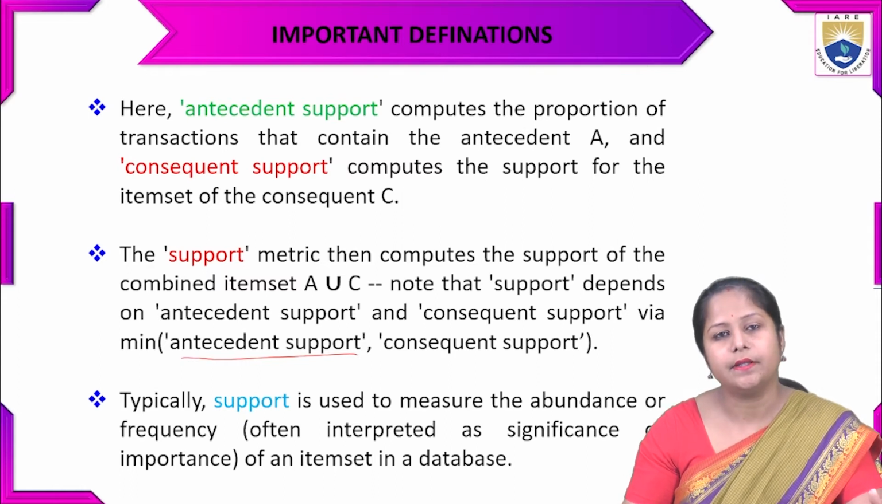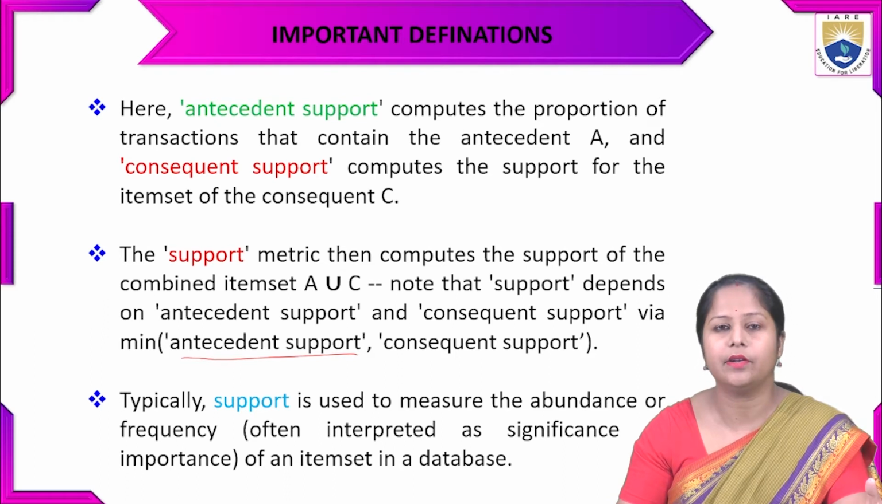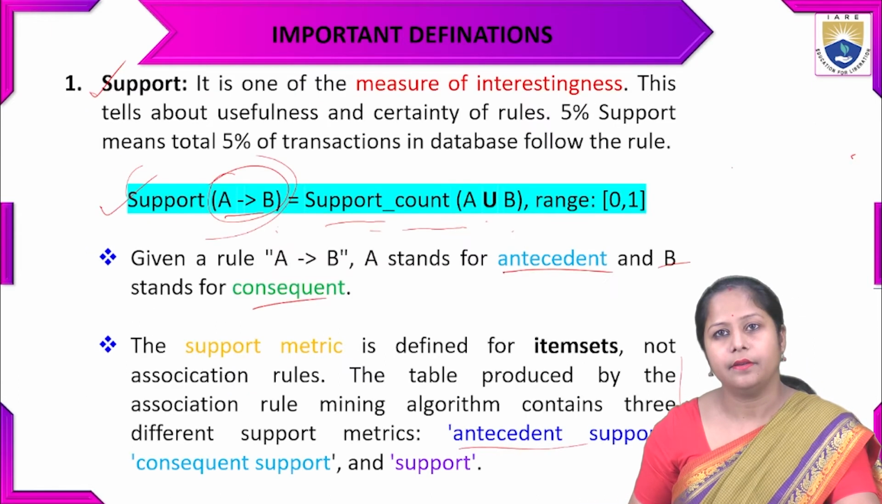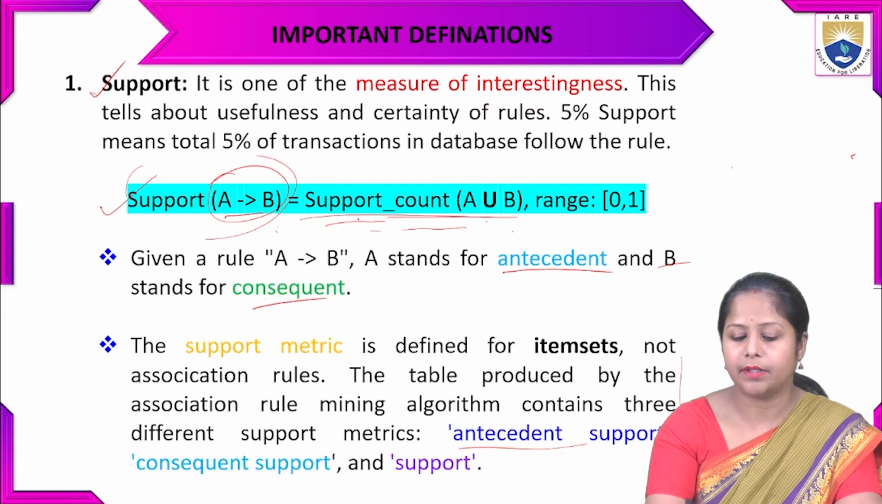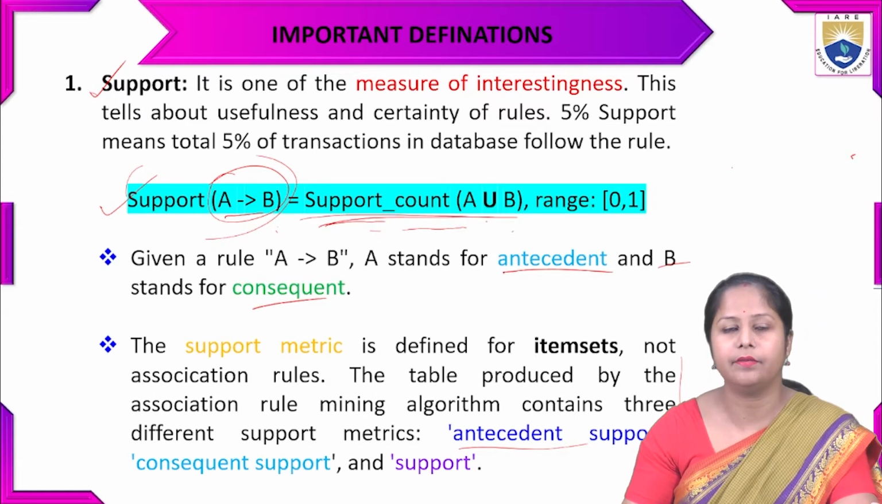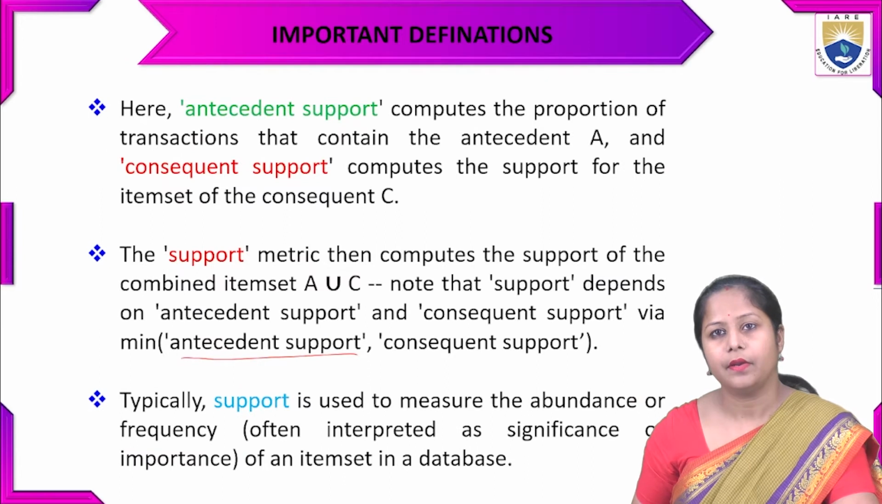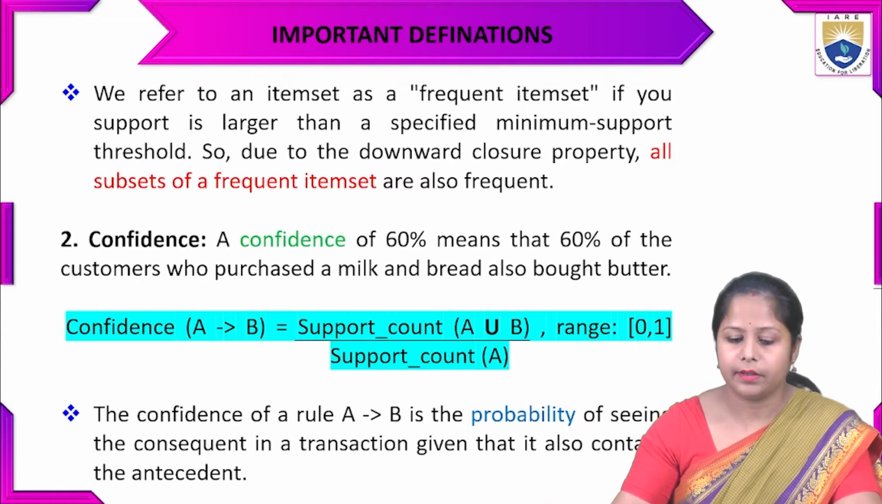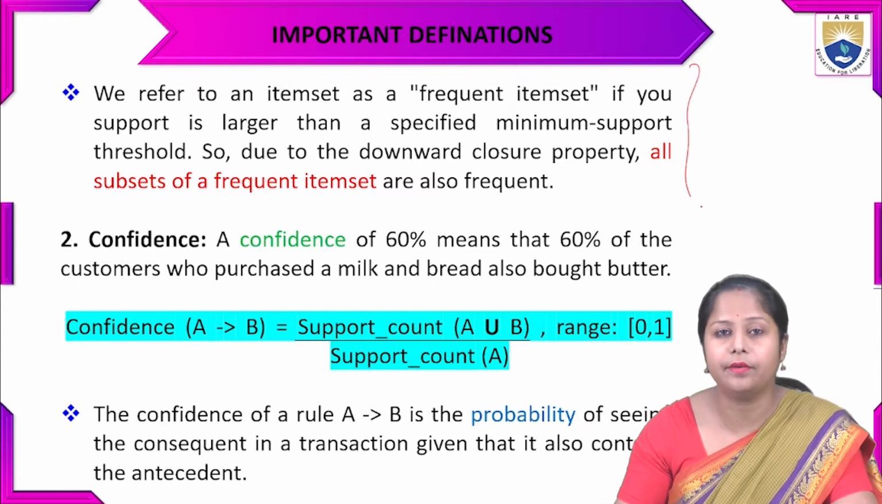So for that related database, the support is going to depend on antecedent support and consequent support. And how are we going to measure that? That will be the union of the items divided by the items in item set A. As we have seen in the first slide, that was nothing but the support count of A union B. So directly we can check the support for A that depends on B.